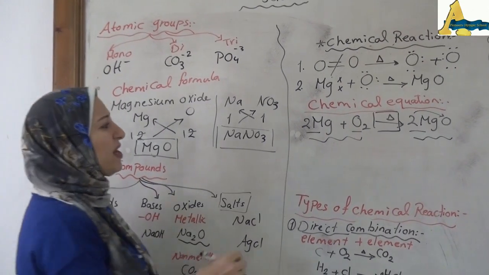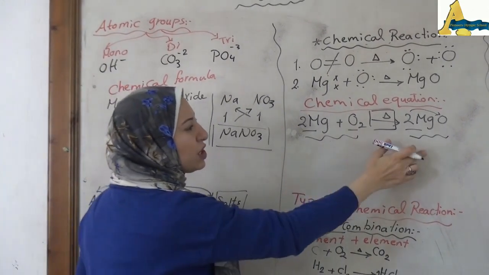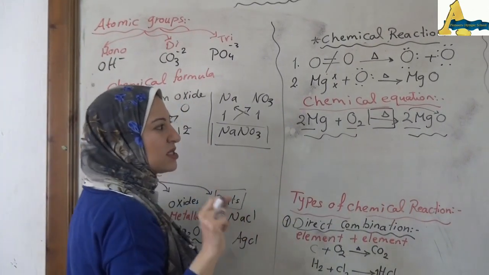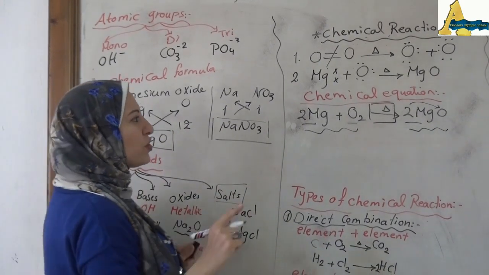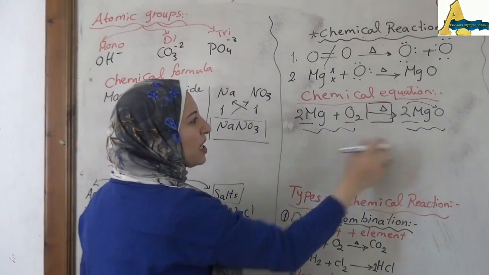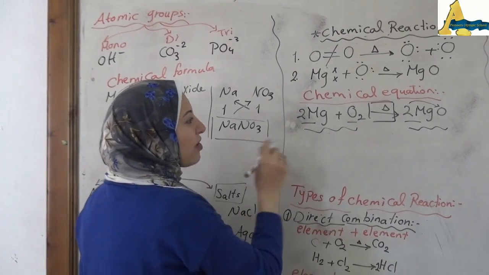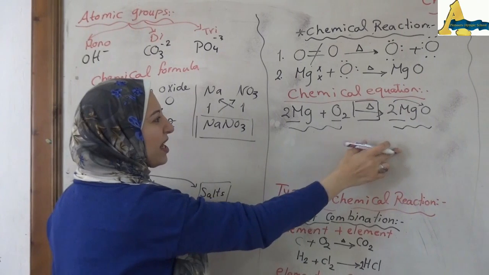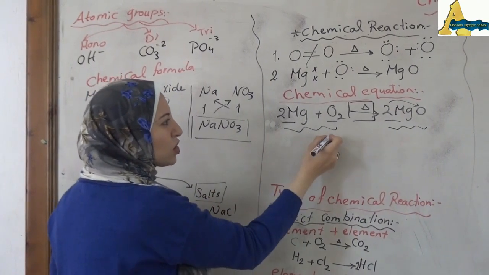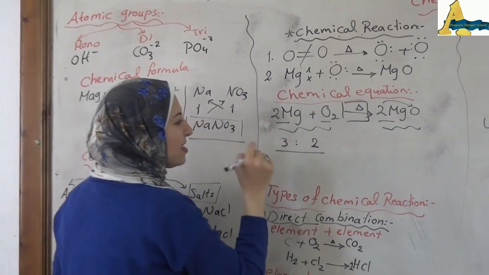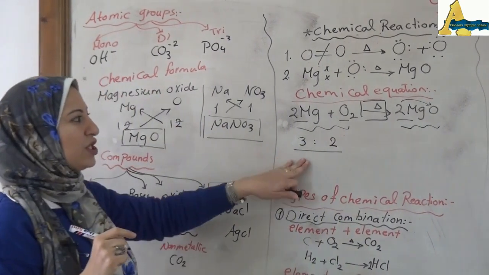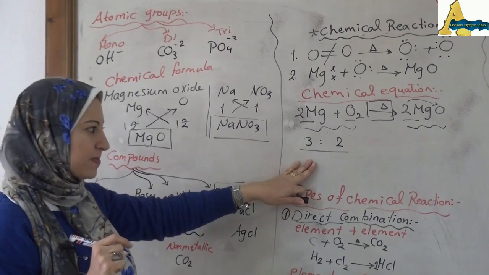Also, the total mass of the reactants must be equal to the total mass of the products, and this is known as the law of conservation of matter or mass. And also the ratio between the reactants must be constant. So to form the magnesium oxide here, the ratio between magnesium and oxygen in the reactants must be 3:2. And this is what we said before, to achieve the law of constant ratios.